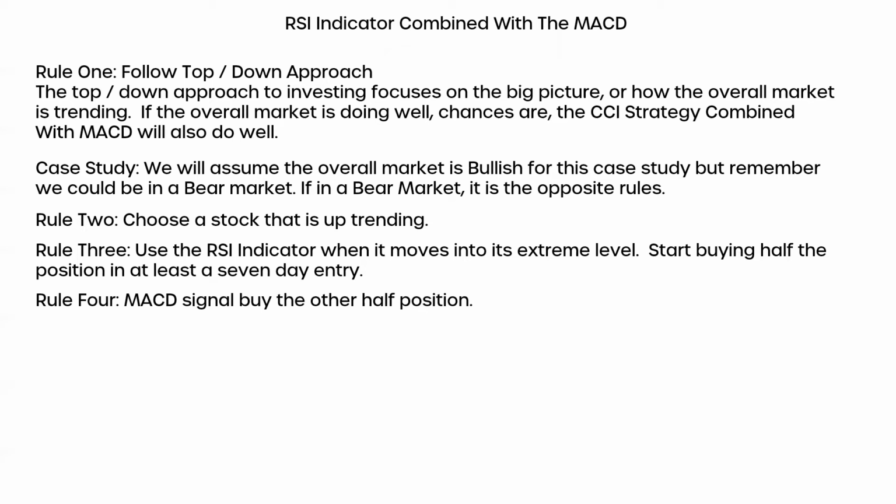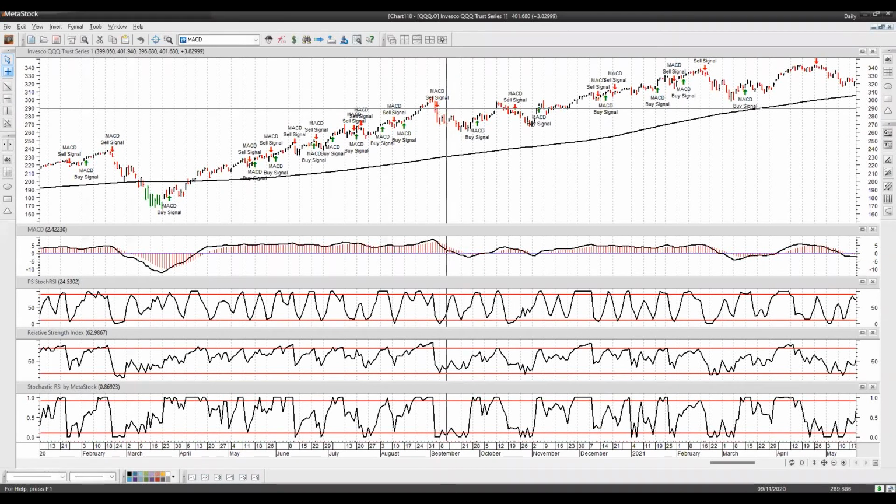RSI gets to an extreme level. 3 RSIs get to extreme level. MACD works very well at the bottom and the top of trends, but does not work well in a trading range. So the MACD at the bottom with a low RSI will signal that this is a true upswing. Let's see it in a chart. Let's look at an example over here.